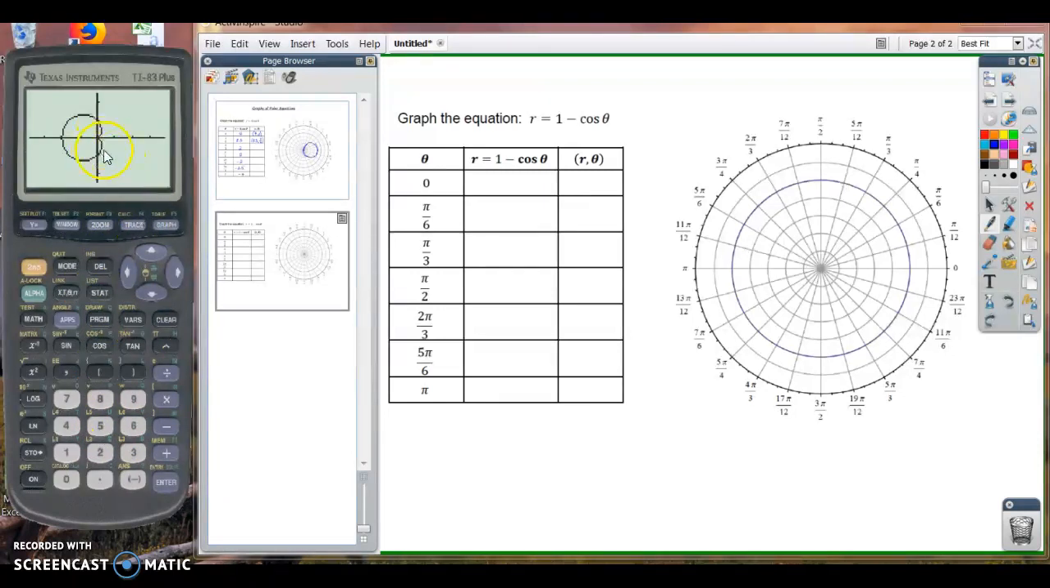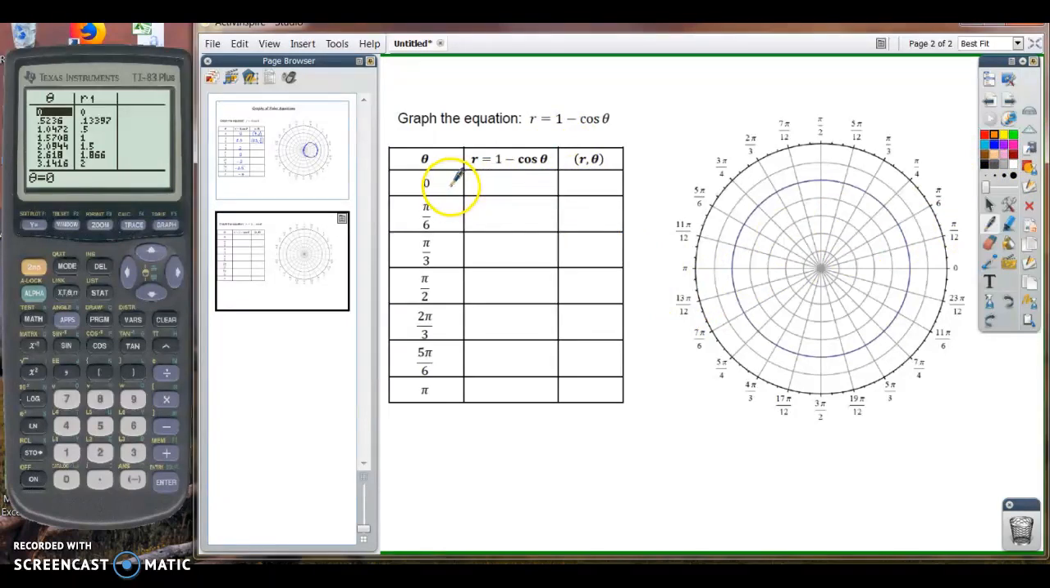And you'll see this is what our graph should look like. It has a little dent in there at the origin. But let's go ahead and look at the table and graph it. So if we do second graph to pull up the table.